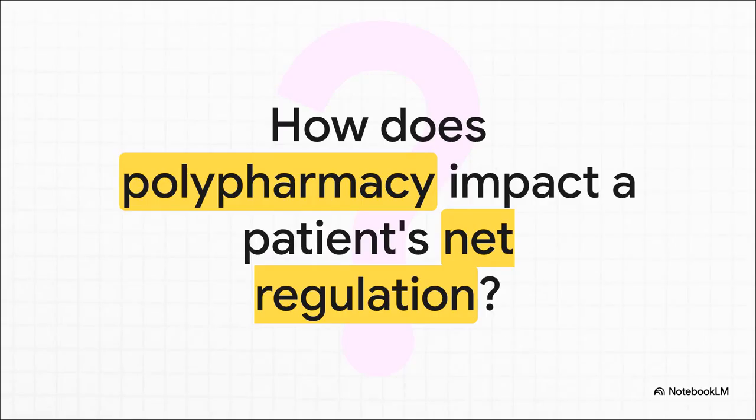So we've covered the individual pathways for tone and volume in a ton of detail. We've looked at ROS inhibitors, vasodilators, and all sorts of diuretics. But, in the real world, patients are often on multiple medications at the same time. So the final question to really think about is, how do all these drugs and the body's own attempts to compensate all interact with each other? How does this polypharmacy impact the net regulation of a patient's vascular tone and volume? That right there is the central challenge of clinical pharmacology.